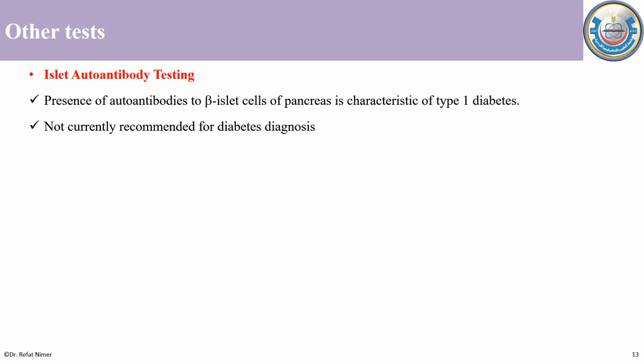For diagnosis, you should do fasting blood sugar, hemoglobin A1C, or random blood sugar, but not islet antibody testing. So it is not a test for diagnosis.